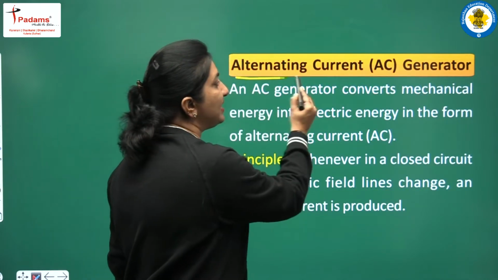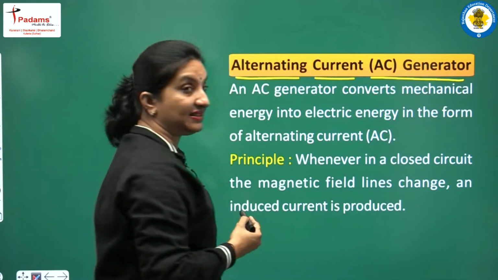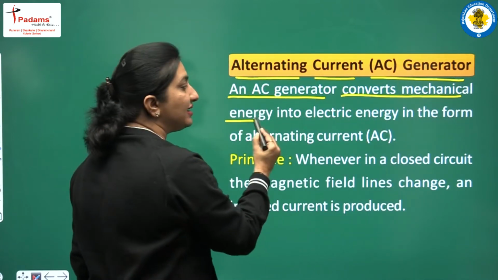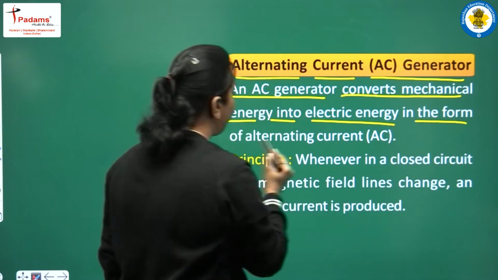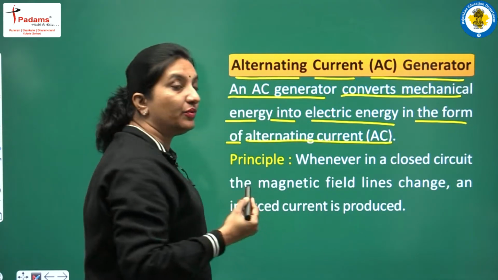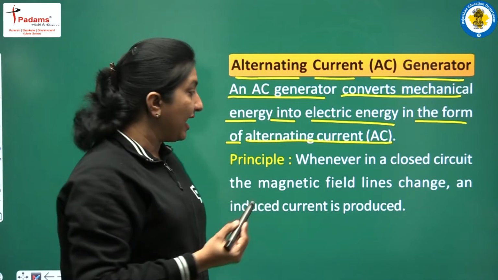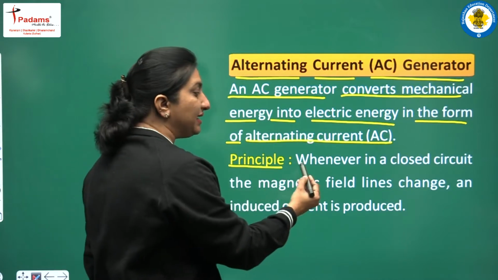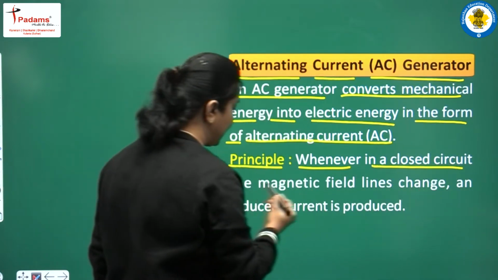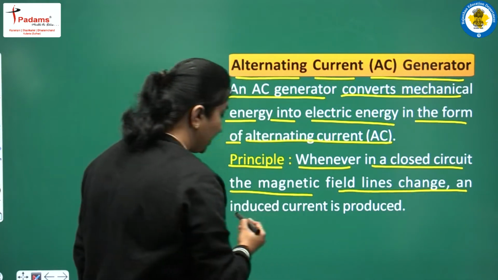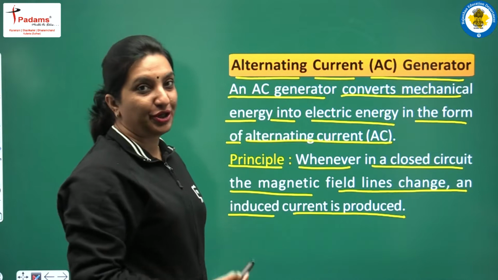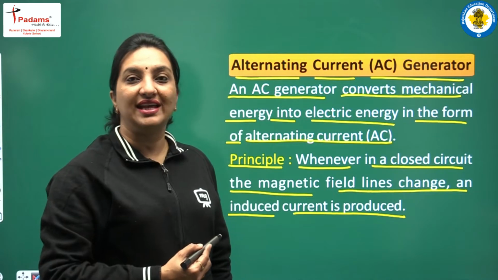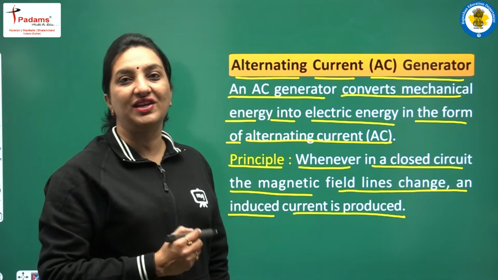Now students, alternating current AC generator. Now, what is an AC generator? An AC generator converts mechanical energy into electric energy in the form of alternating current, which is abbreviated as AC. And here students, the principle is again that of electromagnetic induction. So, principle is, whenever in a closed circuit the magnetic field lines change, an induced current is produced. Right students?